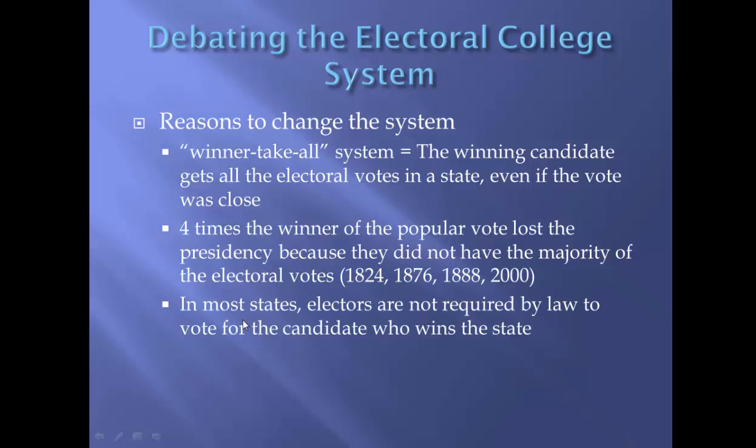Okay? In most states, here's the other reason to change it. Here's another reason why people are a little mad. The electors are not required to do what the people want. So even if, let's say, Hillary won New York 90% to 10%, the electors do not have to vote for her. Technically, they can give all of our 29 votes to Donald Trump. So really, it's a system that was put in place, and they don't have to listen to the people. All right? So those are reasons to change it.